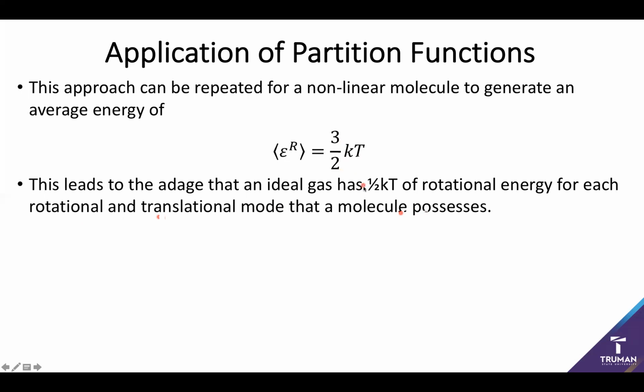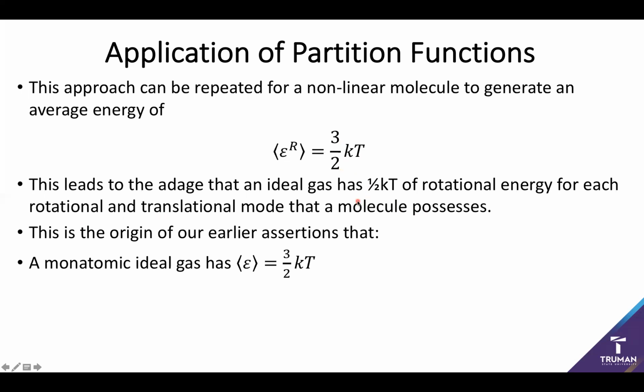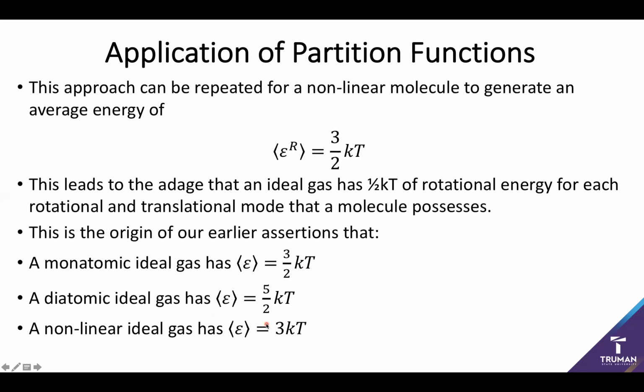So I can use this to actually derive the total energy of an ideal gas. If it's monatomic, it has 3/2 kT of energy. Diatomic, 5/2 kT, because it's linear and only has those 2 rotations. If I'm a nonlinear molecule, I have 3 kT: 3/2 from translations, 3/2 from rotations.